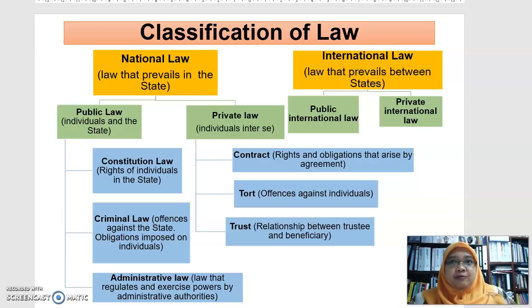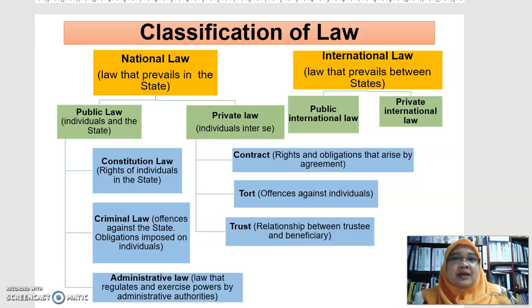Now, national law, which is the law that prevails in Malaysia itself, we can further classify into public law and private law. Public law is between individuals and the state, and private law is between individuals inter se. Now, what is public law? There are things that relate between us and the whole public.